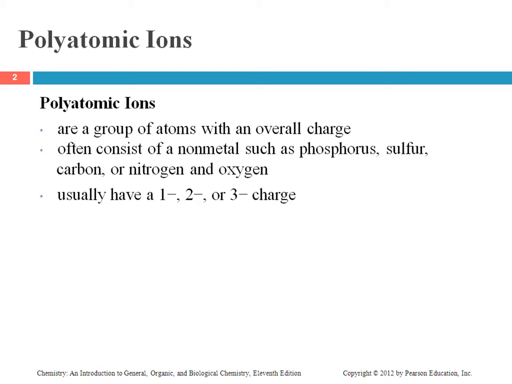Polyatomic ions are a group of atoms with an overall charge. They often consist of nonmetals such as phosphorus, sulfur, carbon, nitrogen, and oxygen, and they usually have a -1, -2, or -3 charge. The only exception is ammonium, which is NH4+, and it has a positive charge.